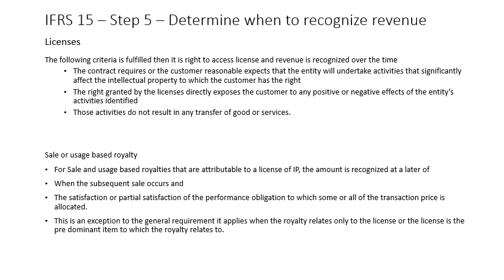Sales or usage-based royalties. For sales and usage-based royalties that are attributable to a license of IP, the amount is recognized at the later of when the subsequent sales occur and the satisfaction or partial satisfaction of the performance obligation to which some or all of the transaction price is allocated. This is an exception to the general requirement. It applies when the royalty relates only to the license or the license is the predominant item to which the royalty relates.